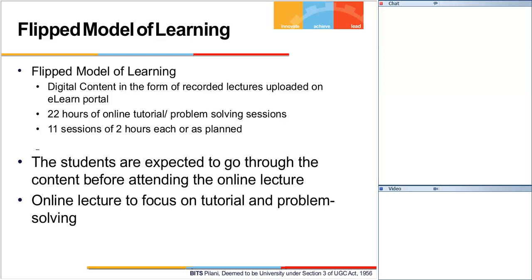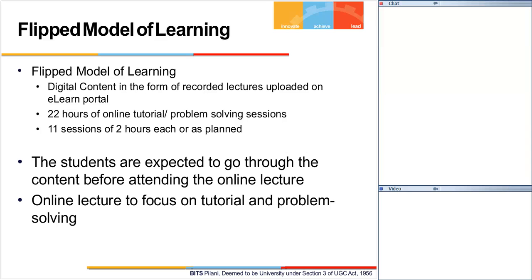A quick overview of how this course is going to proceed, right? So most of you might be aware of this. We're going to have this course in a flipped mode. So there is digital content which is created in the form of recorded lectures, and it is being uploaded on the eLearn portal. The idea is that you are requested to go through the digital content before you come to the class, right? So your class, that means an online lecture of this nature, is more or less a problem solving session or a tutorial, right?